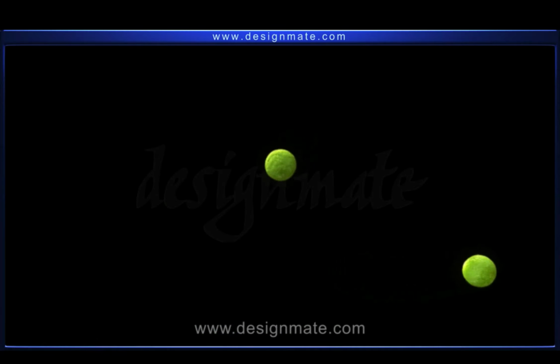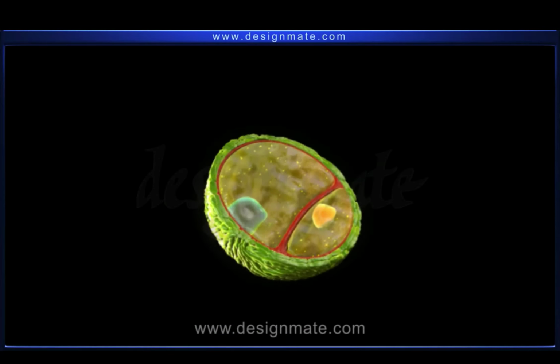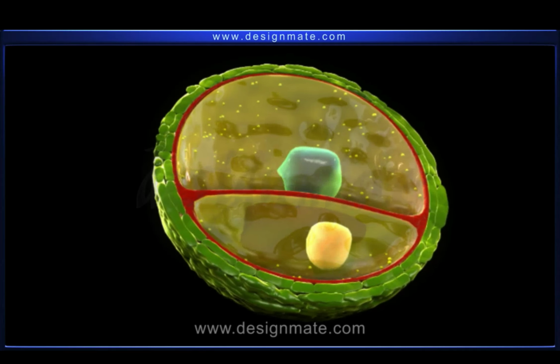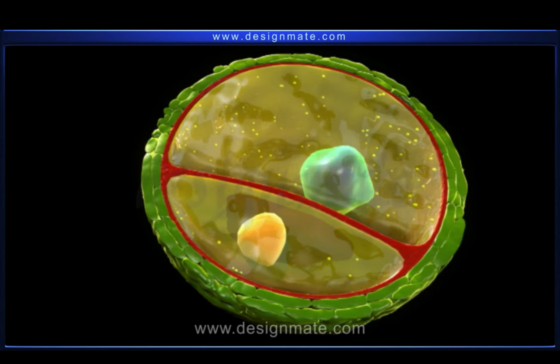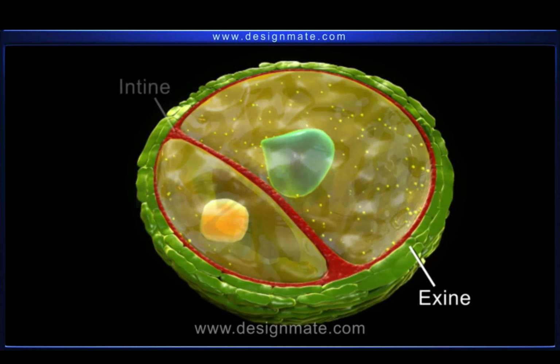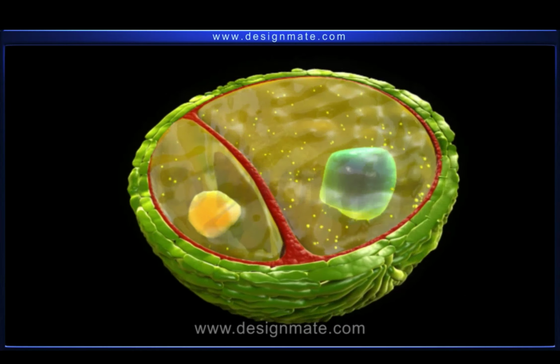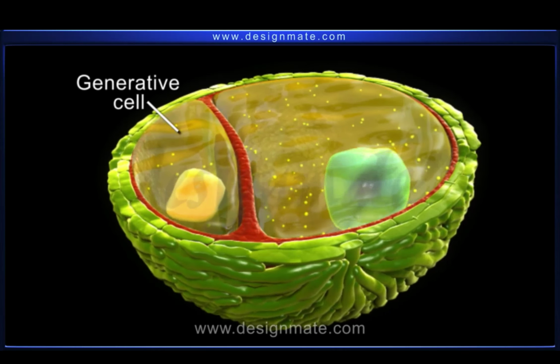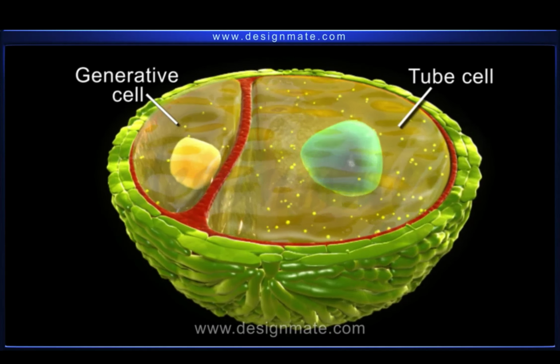A magnified view of a pollen grain shows a hard outer covering called exine. The inner thin layer is called intine. We find a generative cell and a tube cell within a pollen grain.